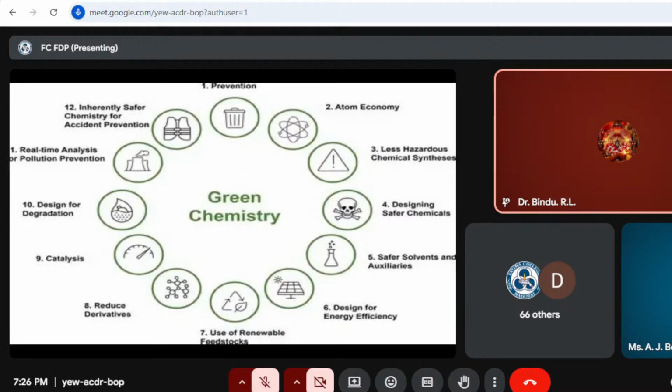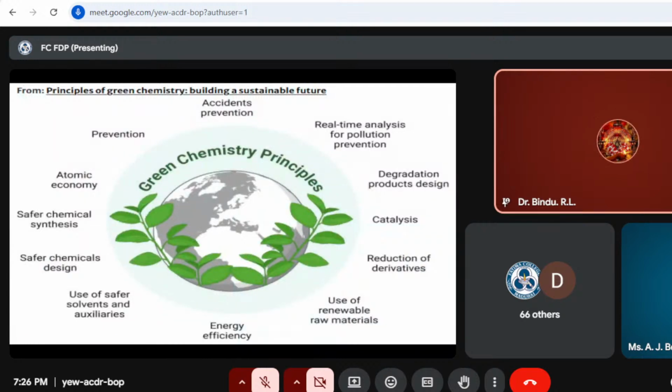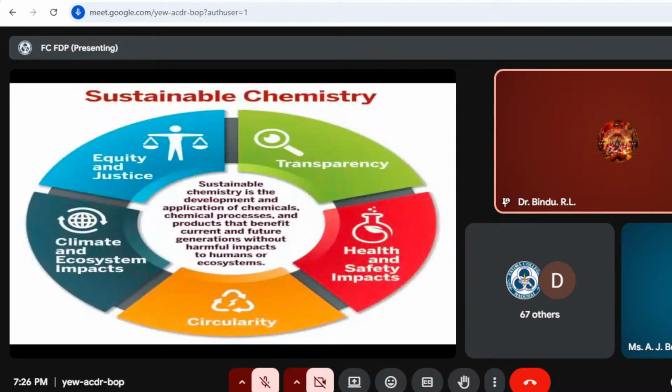Next. These are the principles connected with the Sustainable Development Goals. This picture gives the 12 principles of chemistry connected with the 17 goals. Yes, next. These are the principles. Okay, next. That is sustainable chemistry. The green chemistry, synonymous with sustainable chemistry, talks about the development and application of chemicals, chemical processes, and products that benefit current and future generations without harmful impacts to humans or ecosystems. So the last phrase is very, very important: without harmful impacts. That is health and safety impacts, then circularity, climate and ecosystem impact.